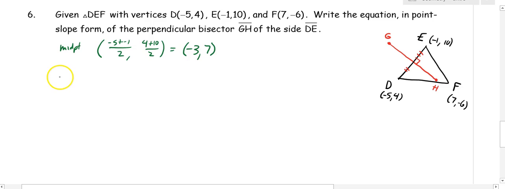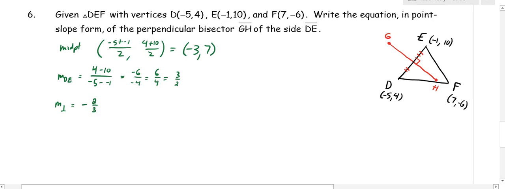Then to find the slope of the perpendicular bisector, first we need to find the slope of DE. So we have 4 minus 10 over negative 5 minus negative 1, which gets us negative 6 over negative 4. Because they are both negative numbers, that makes it positive, and then we can reduce that further to 3 over 2. Now, we're not done yet because we need the perpendicular slope, so we want the opposite reciprocal. So if it was 3 over 2, it's now negative 2/3.